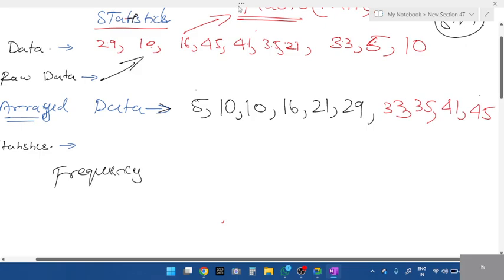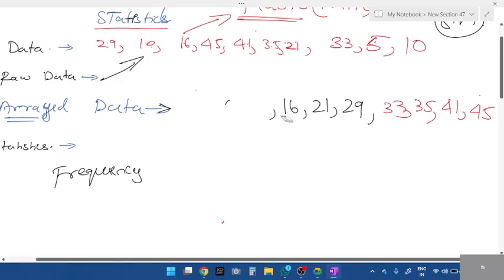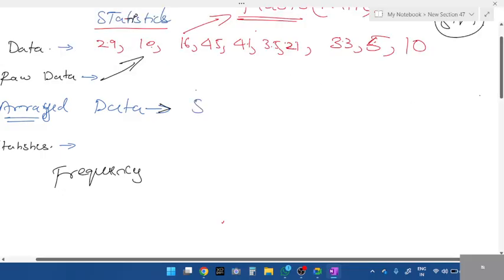Frequency. Now, this is arranged data. I'll take another number. Instead of 50 marks, let us conduct it for 10 marks. The test was for 10 marks. I'll write it in arranged data. 2 students have scored 5, 3 students have scored 5, and 1 student has scored 7 out of 10 marks.